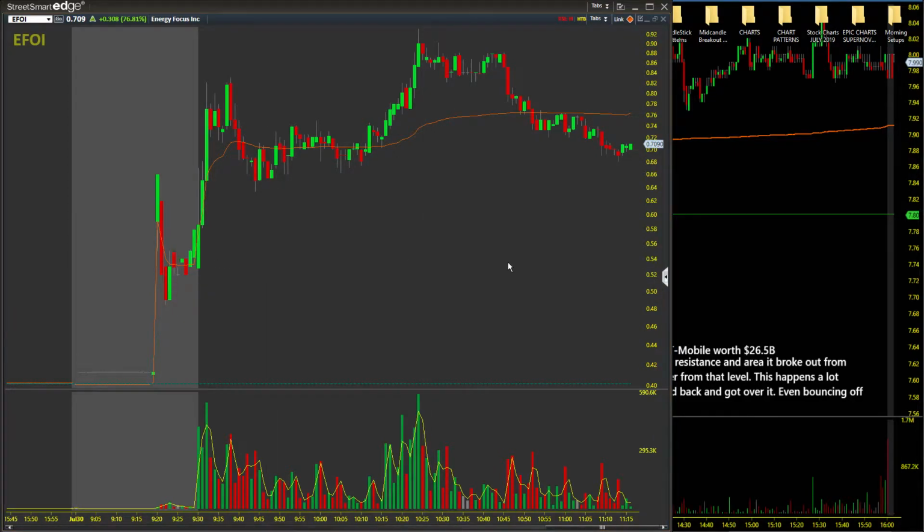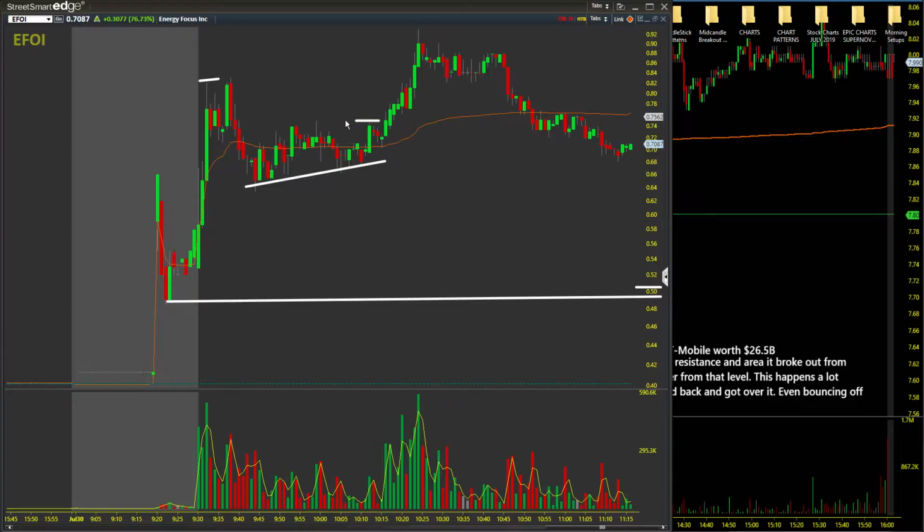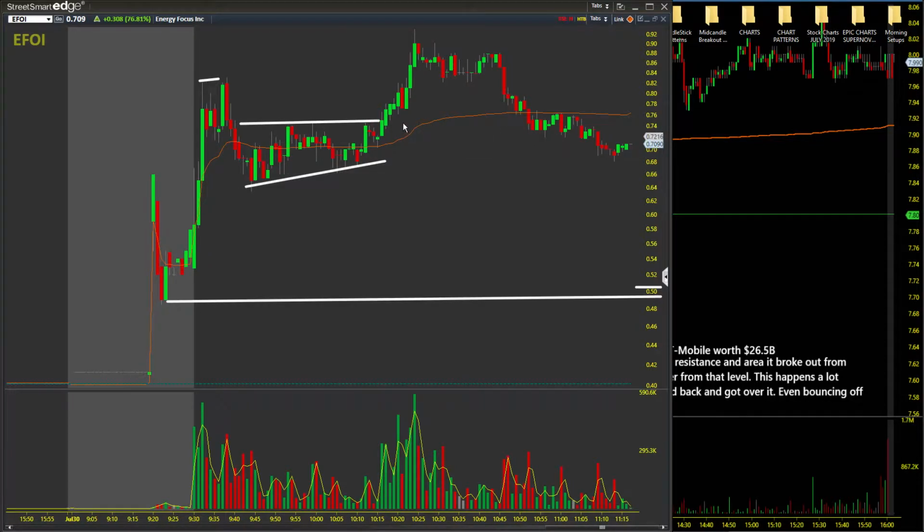Even bounces perfectly. This is why I love looking at mental areas. Look at that bounce right there at that mental area, 50 cents. Opens up, runs all the way up to 80 cents. Gets a pullback down to 62 cents. Starts grinding up, making higher lows, up to this resistance here at 75 cents. Another mental level. And then from 75 cents, this pops up to 82 cents, the high of the day right here when it first opened.